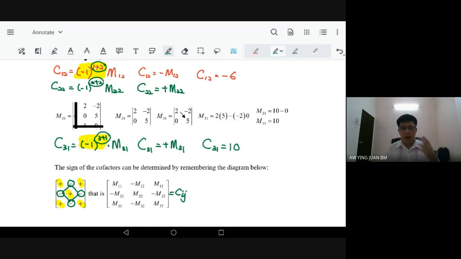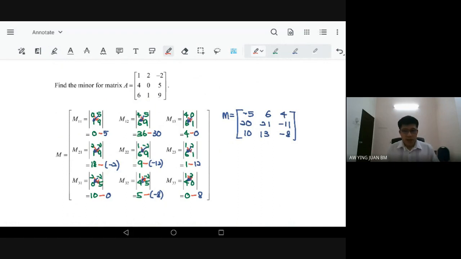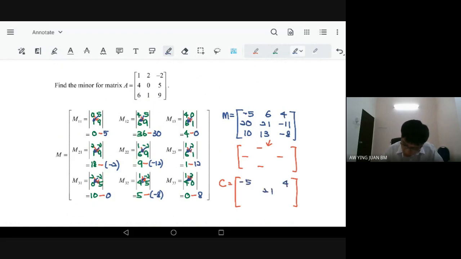So let me give you an example. So kindly refers to the minor just now. So here we have the minor that we have discussed just now. So remember the pattern for the cofactor, here we have negative, negative, negative, and negative. So if they undergo, then we can say the cofactor is equals to, kindly copy, -5, 4, 21, 10, and -8. So the rest, do remember, multiply with the negative. So we will have -6, -20, -13, and 11. So that is the process of determining the minor and also the cofactor.